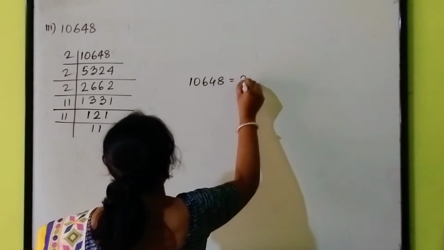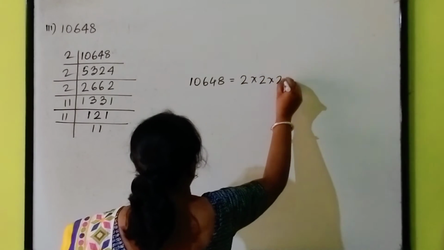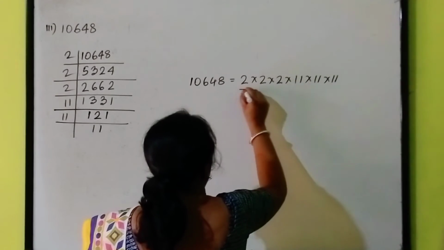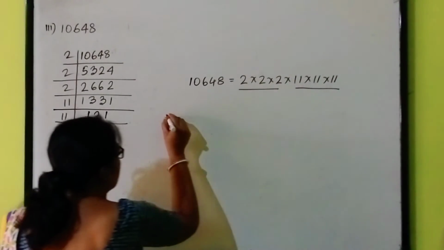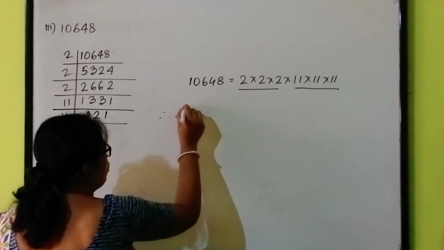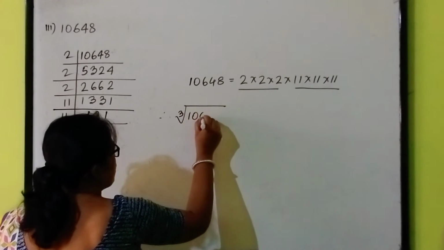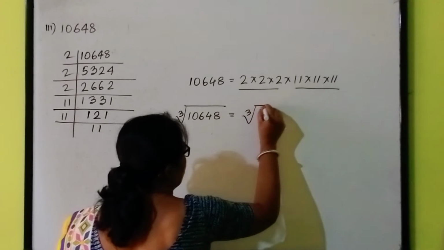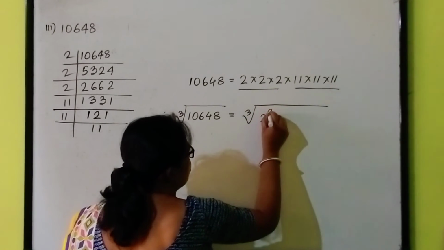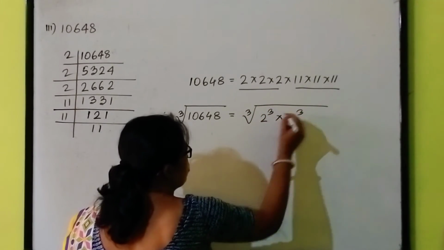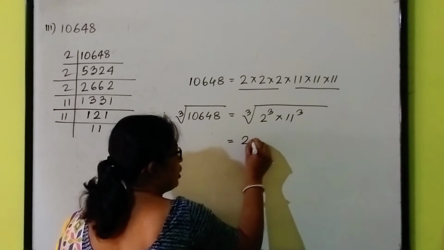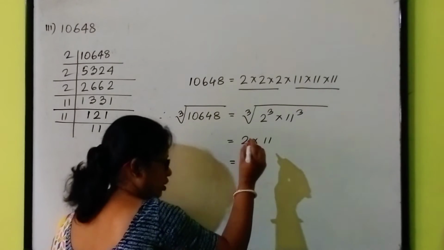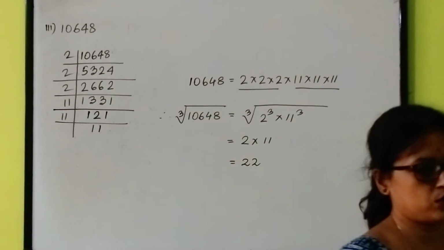So 10648 is 2 into 2 into 2 into 11 into 11 into 11. Make triplets. So therefore what you will write? Cube root of 10648 is equal to cube root of what? 2 cube into 11 cube. So from 2 cube, 2 will come, from 11 cube, 11 will come. 2 11s are 22. This is your answer, my dear students.